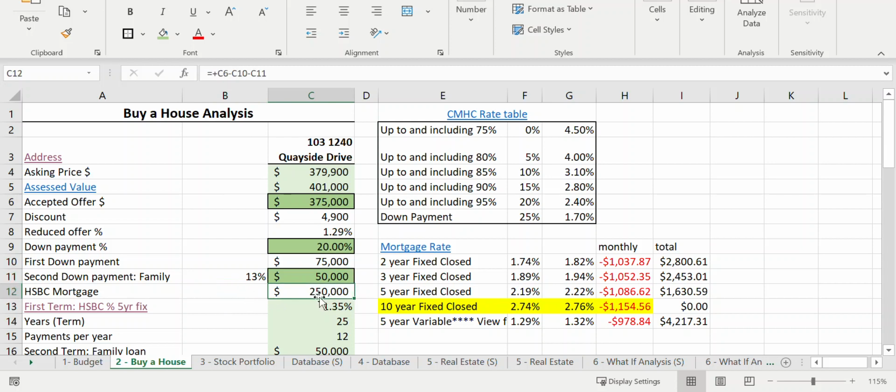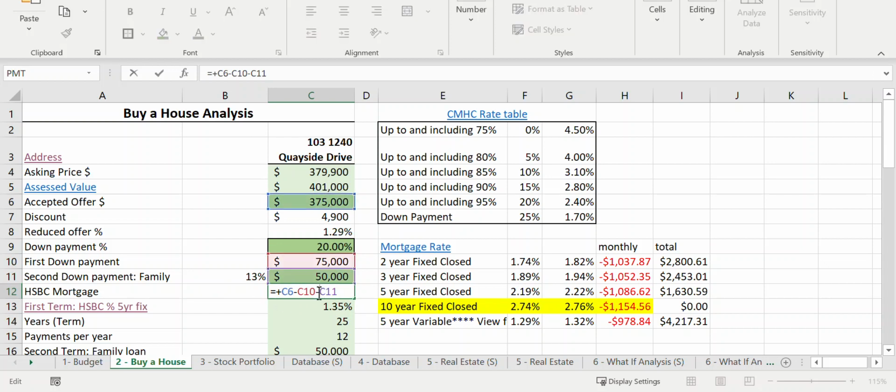And then what I want to do is calculate how much my mortgage is going to be. My mortgage is how much the bank is going to loan me to buy this house. Well, I've got $75,000 for my part. My second is $50,000, and I made an accepted offer of $375,000. So we want to calculate how much the bank is going to have to loan us to buy this house.